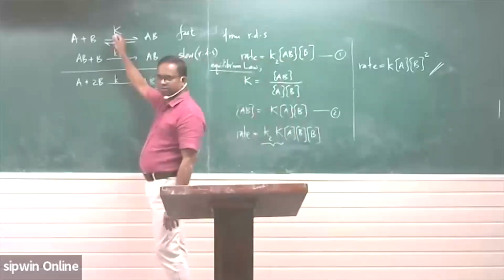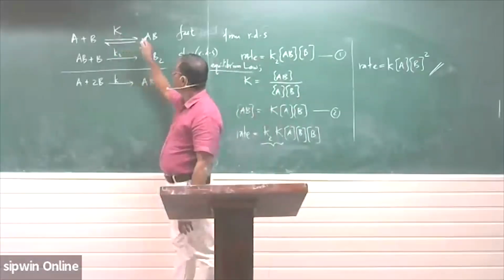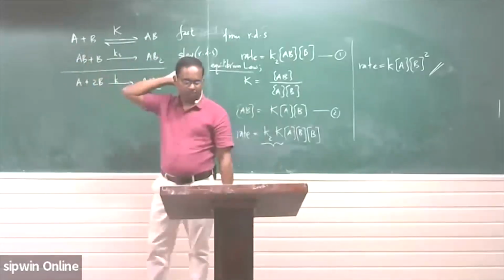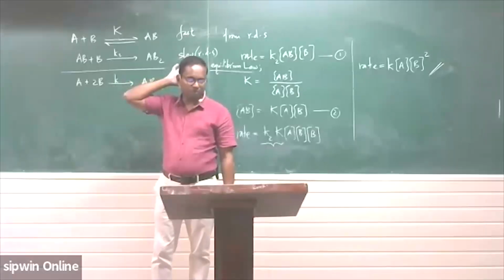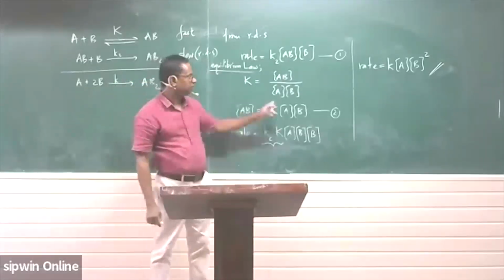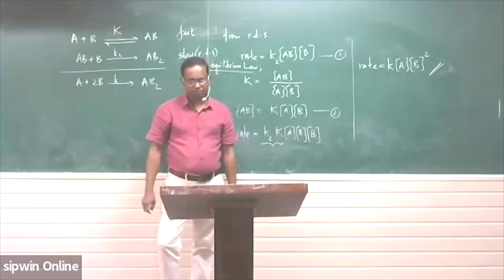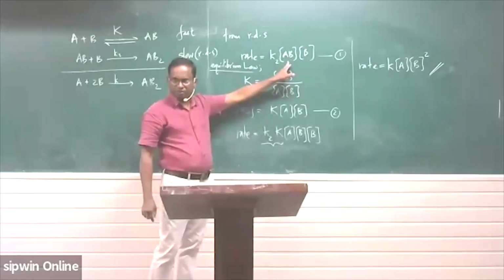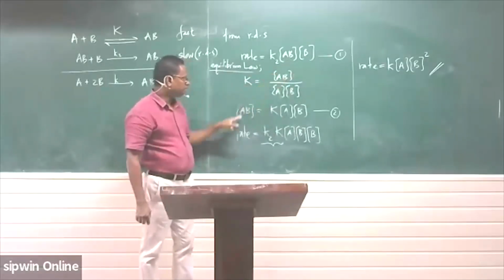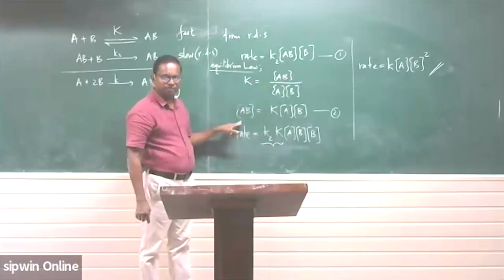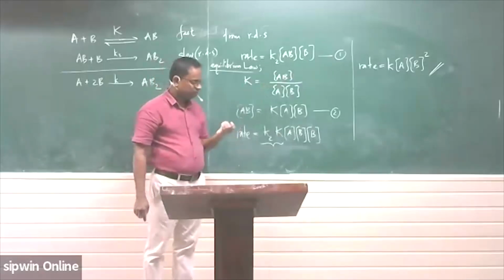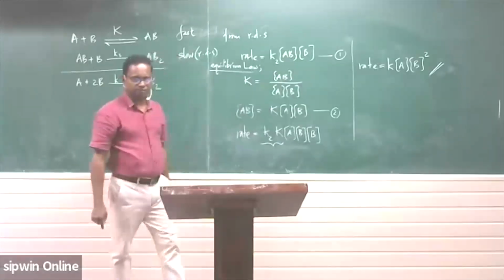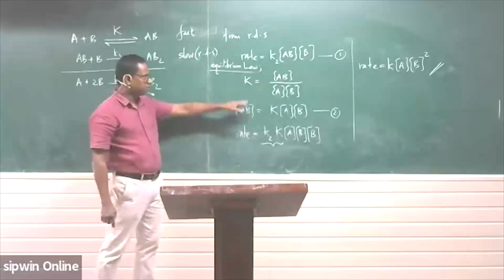Equilibrium law, capital K: this concentration divided by the product of these concentrations. If there are coefficients, they become powers. I want to remove the intermediate, so let me make the AB concentration the subject.